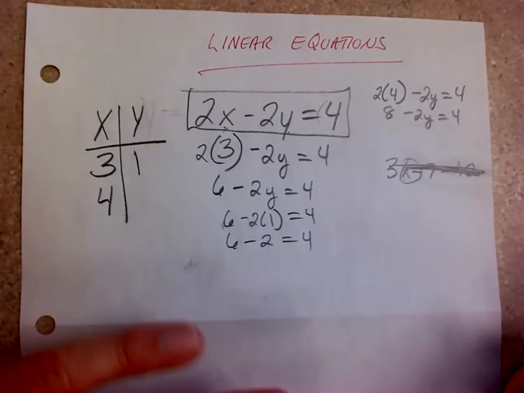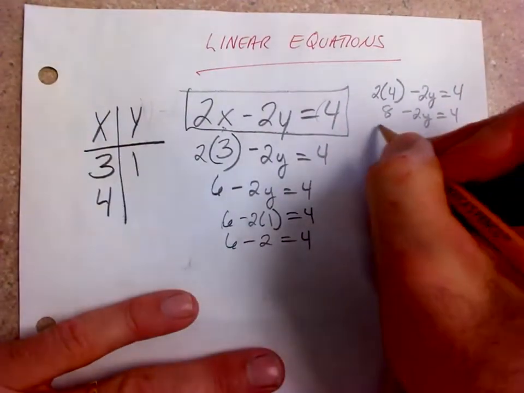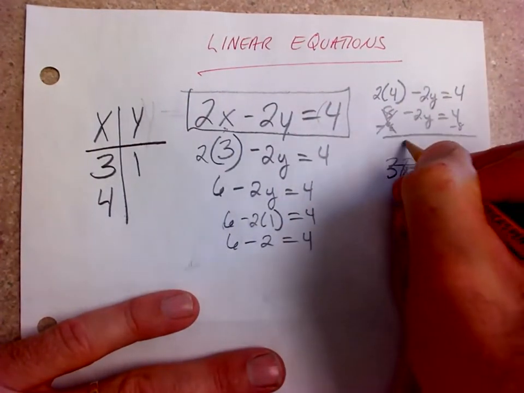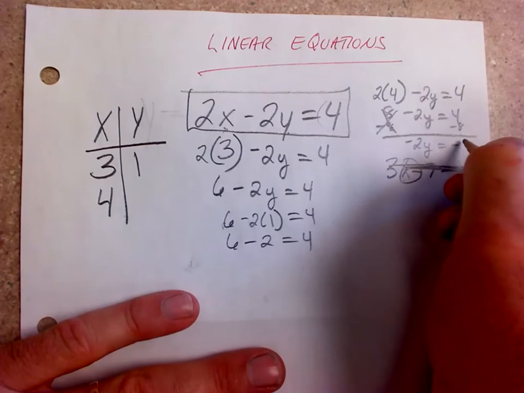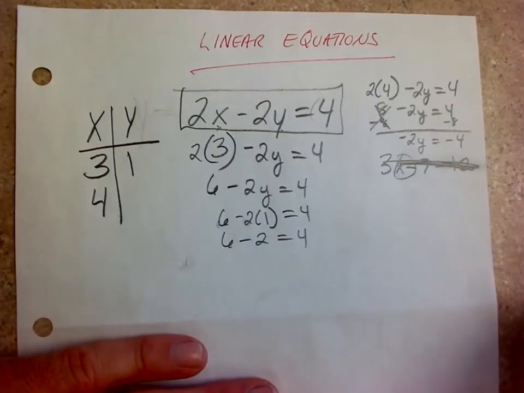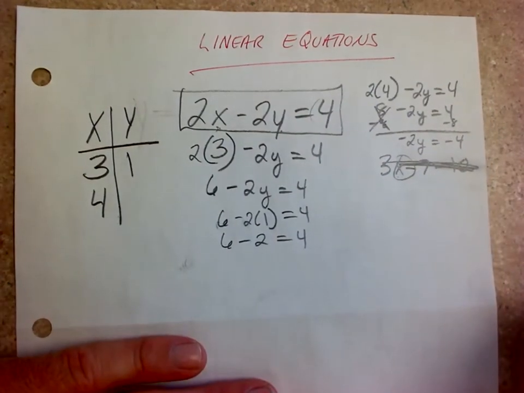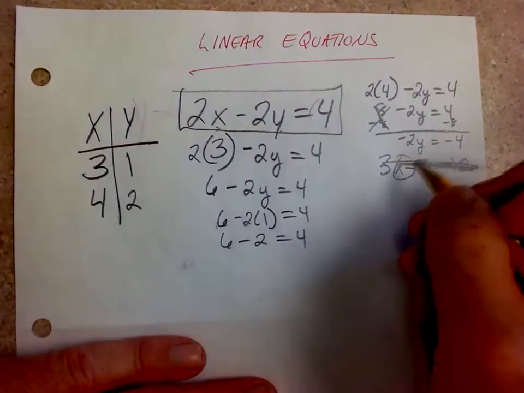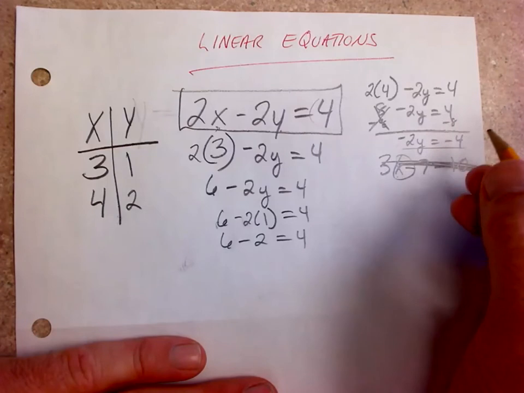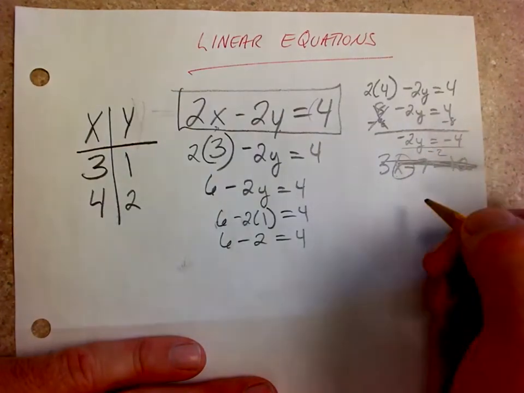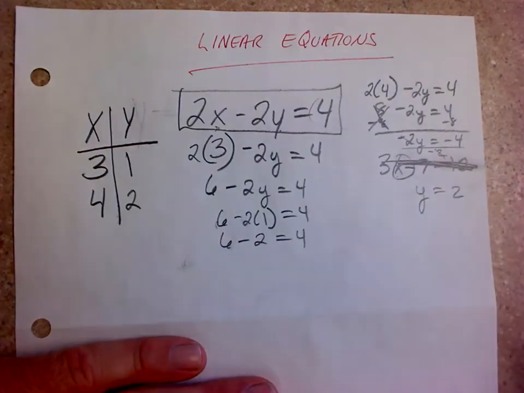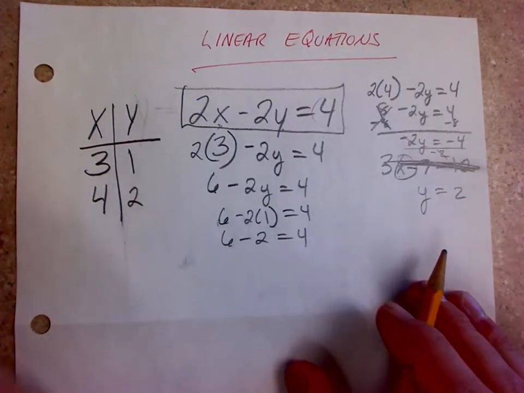And again, at this point, if you want, you can do some of your algebra skills. Subtract 8 from both sides. Negative 2y has to make a negative 4. All right, negative 2y has to equal a negative 4. Well, we know that that's going to need to be a 2. Divide everything by negative 2. We end up with y equals 2. Okay, so we got 3, 1. We got 4, 2.